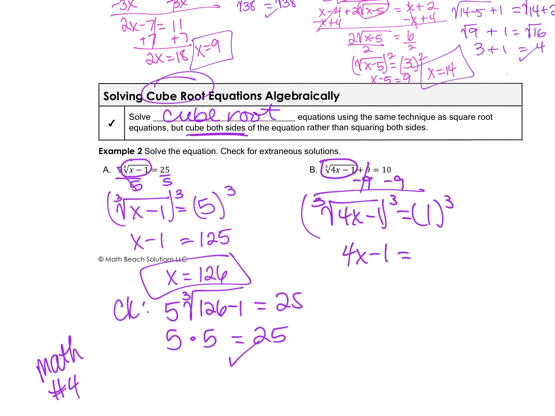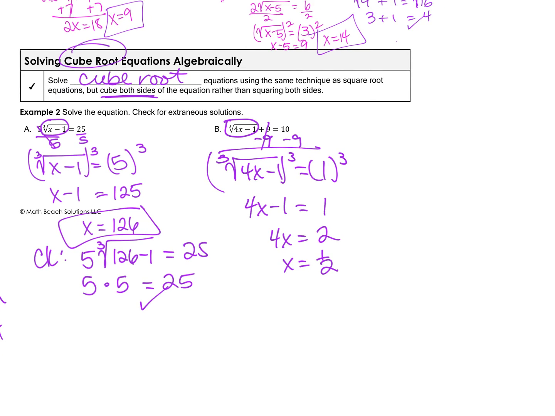1 times 1 times 1 is 1. So I add 1 and I get 2 on the right side. I divide by 4 and I get 1/2. So checking it. So half of 4 is 2 minus 1 is 1. So cube root of 1 is 1 plus 9 does equal 10.